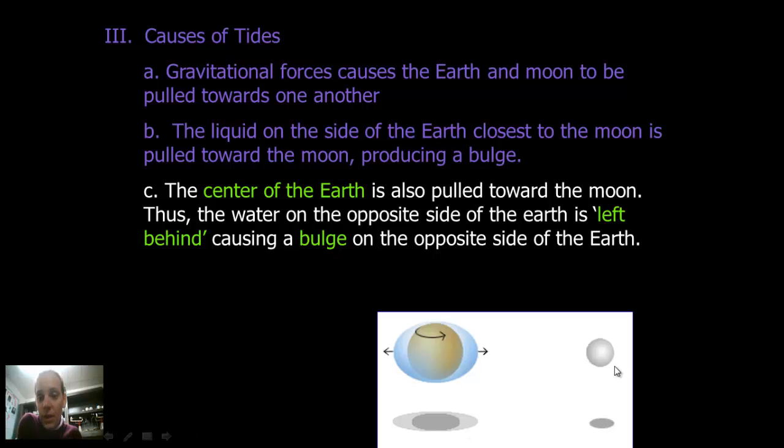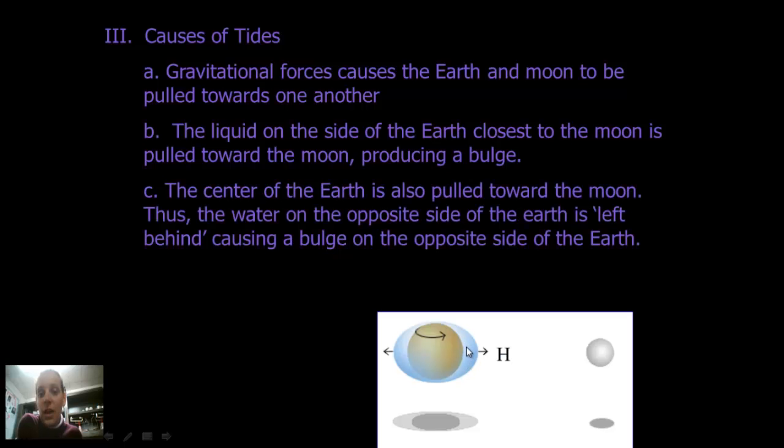So, here's the Moon, and its gravitational pull is affecting the ocean on this side of the Earth. So we see this bulge here because the oceans here are being pulled by the Moon's gravitational effects. The center of the Earth is also being pulled, though, and that leaves behind the water that is on the opposite side. So we end up with a bulge on either side of the Earth. And what that produces is 2 high tides and 2 low tides.